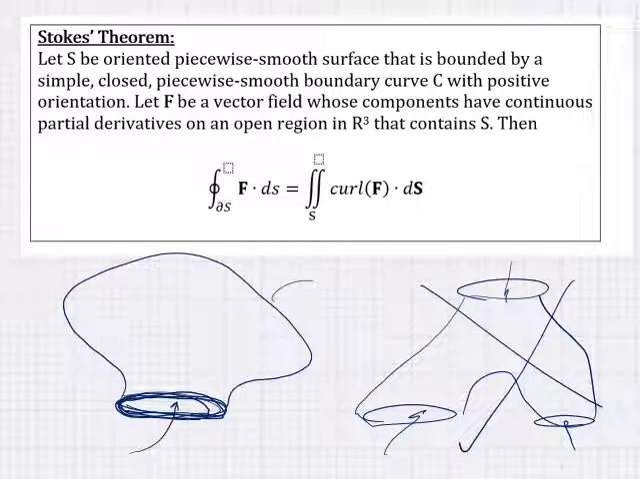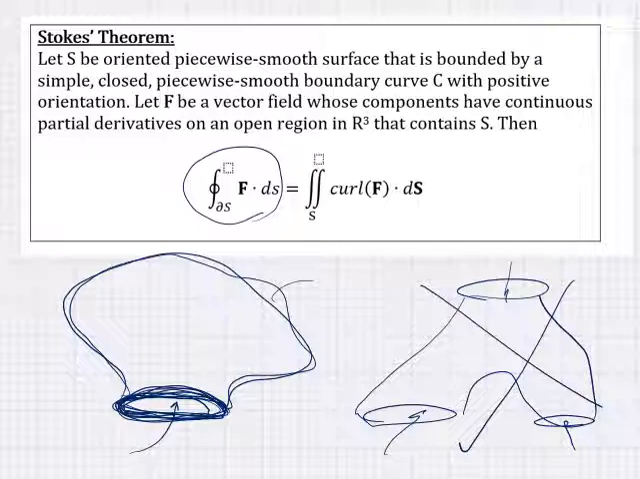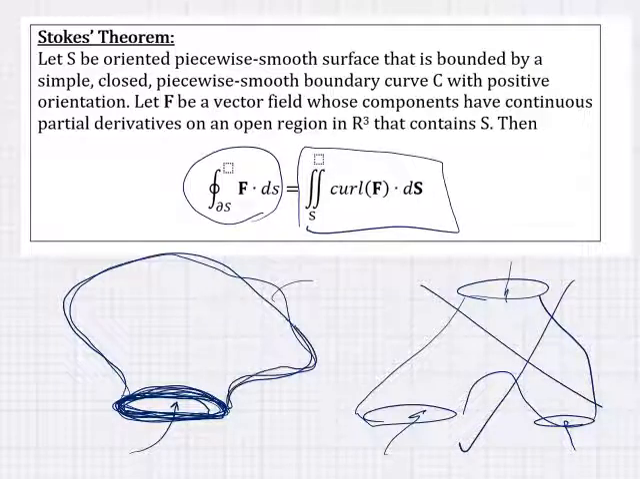And let's say we want to integrate a vector field over this curve, but that curve happens to be the opening of this surface. Rather than integrating the vector field over the curve, that essentially is the opening to the surface, what we could instead do is integrate the curl of the vector field over the surface itself.